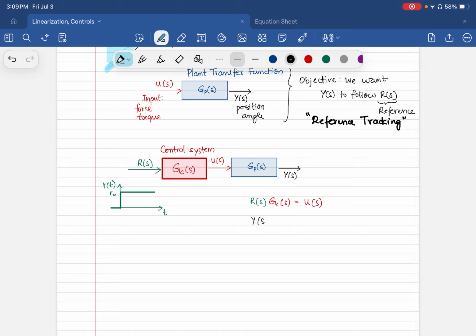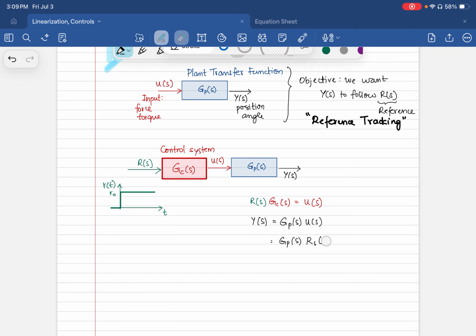You then have Y of S is equal to GP of S times U of S, the plant transfer function times U of S. And we have that U of S is equal to R of S times GC of S.